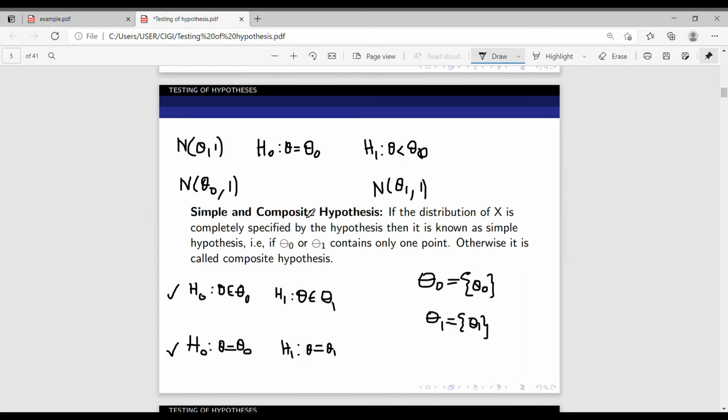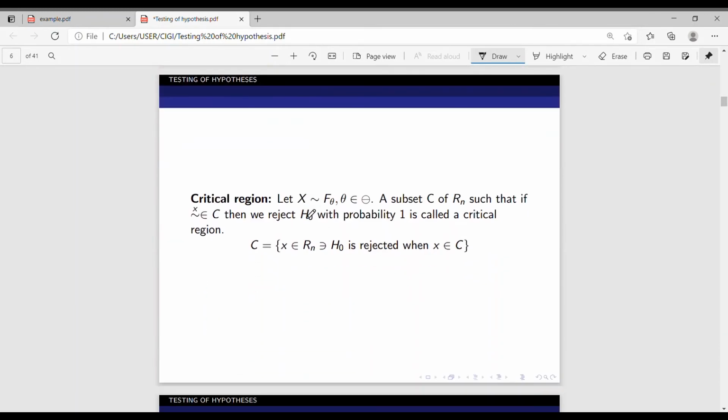Throughout the discussion, you may notice that we use two terms: accepting or rejecting the null hypothesis, or equivalently rejecting or accepting the alternative hypothesis. So what is the criterion that makes us take such a decision to accept H naught or reject the null hypothesis? The answer is given by the next definition, the critical region.